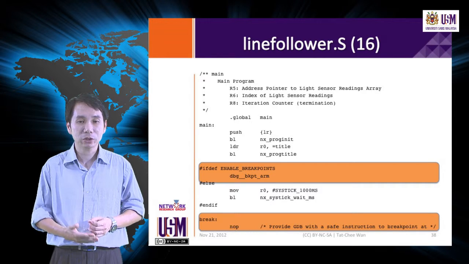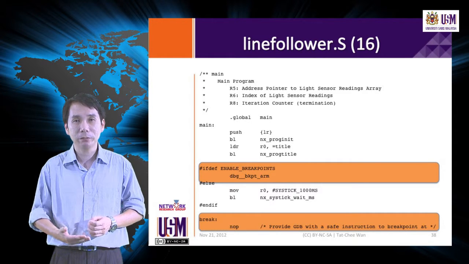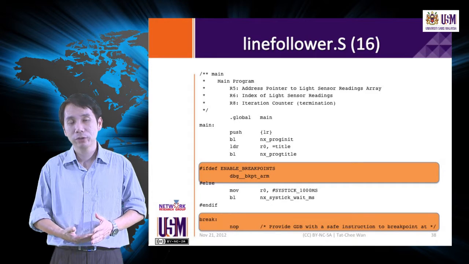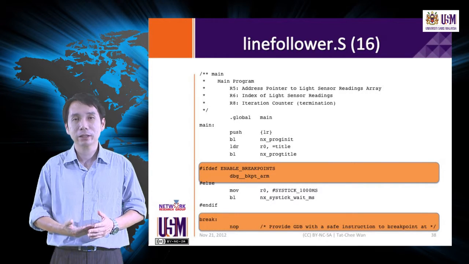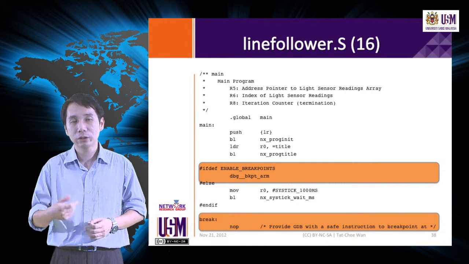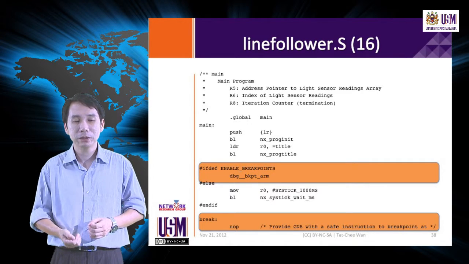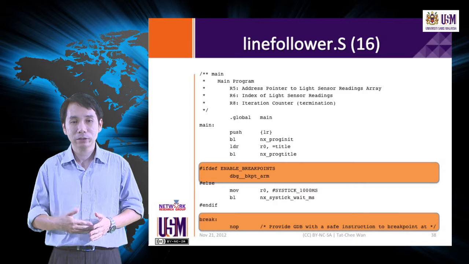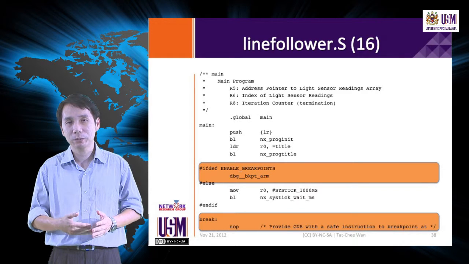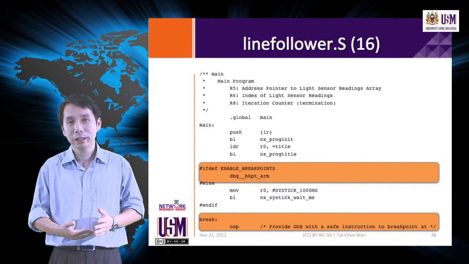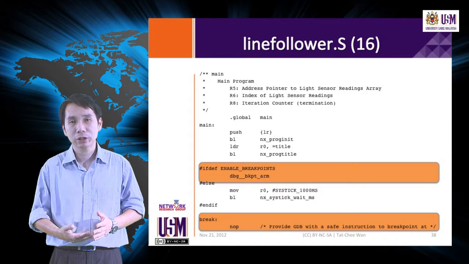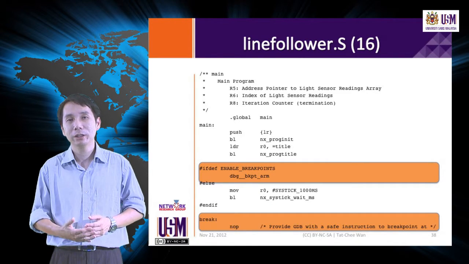However, if we are trying to update or modify the program, we will define enable breakpoints and the robot will stop at the debug breakpoint arm macro, which will allow us to connect the debugger to the robot. Finally, after we start up the debugger, we will then break at the next location highlighted, which is at the break label. Then we place a no operation instruction to allow us to break safely.